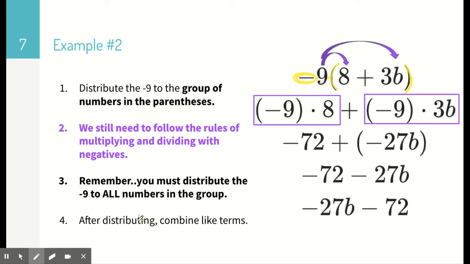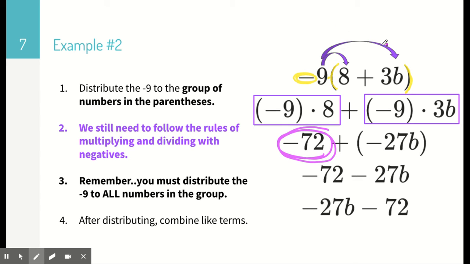So as I've been telling you guys, we have to always be looking at signs. We have to continue to practice to just always make sure we're looking at our negatives and positives. So here, when we distribute negative 9 to 8, we're really multiplying negative 9 times 8. So what that's going to do is cause us to have a product of negative 72. So it just changed the positive 8 to a negative 72.